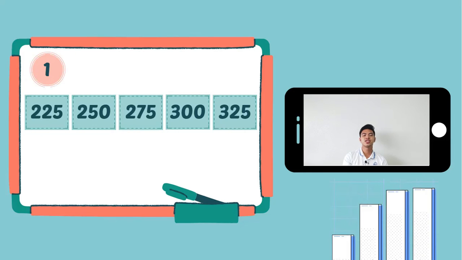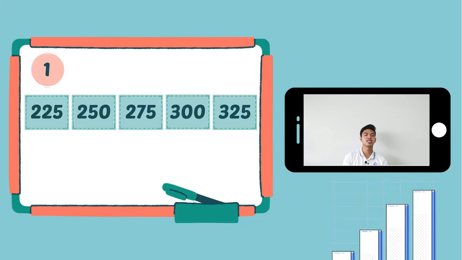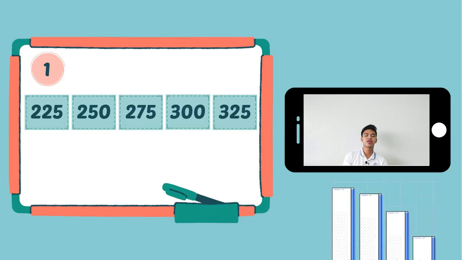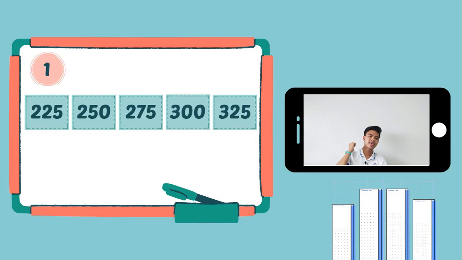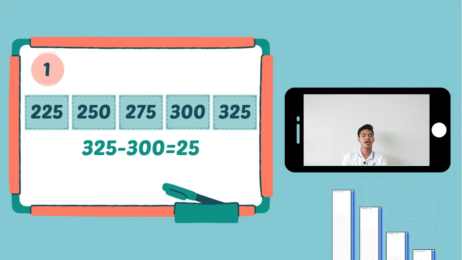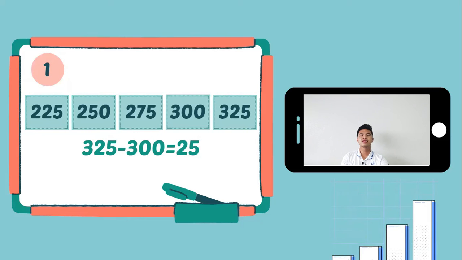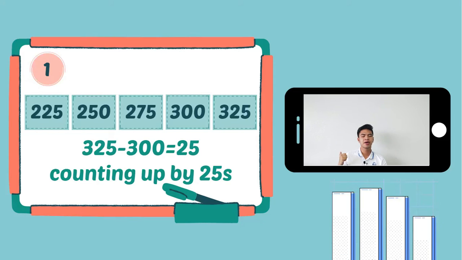So we're going to see the difference first between 325 and 300 since they are the last numbers. But actually, we can pick two consecutive numbers, okay? So here we have 325 and 300. So 325 minus 300 will be... Good job! The correct answer is 25. So we're going to write 325 minus 300 equals 25, and that is the answer. The answer is counting up by 25. Okay? Is it easy? Very good.